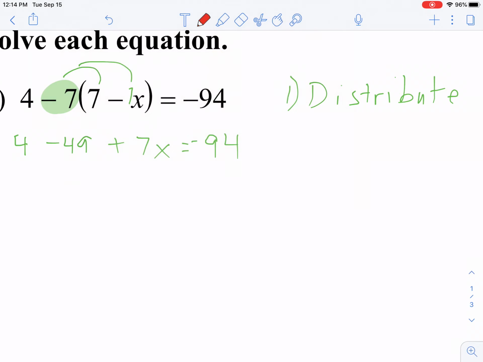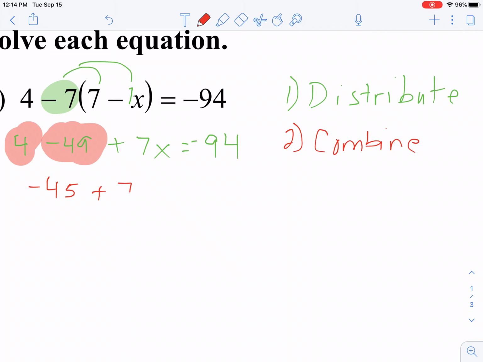My next step that I'm going to do is called combining like terms. So we'll write combine right here. And so then I got to determine, well, what are the like terms? So 4 is a regular number, and negative 49 is a regular number. And so I can combine those. So 4 plus negative 49 is negative 45. Plus 7x comes down, still equal to negative 94.